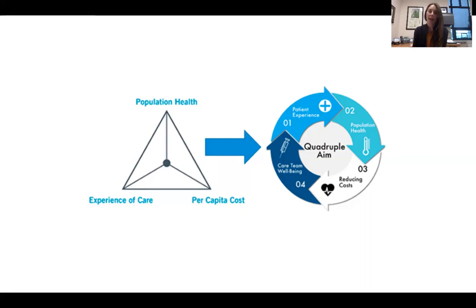So over the past decade or so, though, we've transitioned away from that notion of just the triple aim to being one of the quadruple aim and bringing in care team well-being, joy in work.